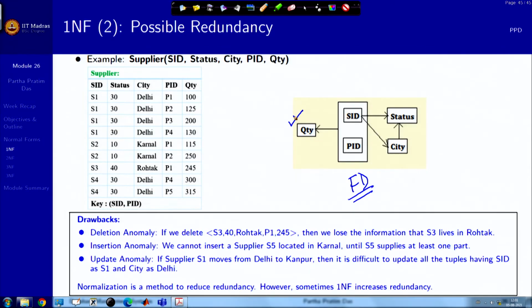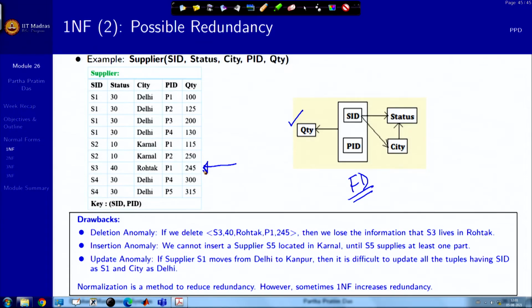Right. So, this is instead of writing it down, this is just shown in terms of a diagram, people often do that. Now, naturally this representation, this is in 1NF, because it has only atomic values, but it has several redundancy and possible problems. For example, if I delete this record S3, then the information that Rohtak is a city and its status is 40 is going to get lost, because that is the only entry for Rohtak.